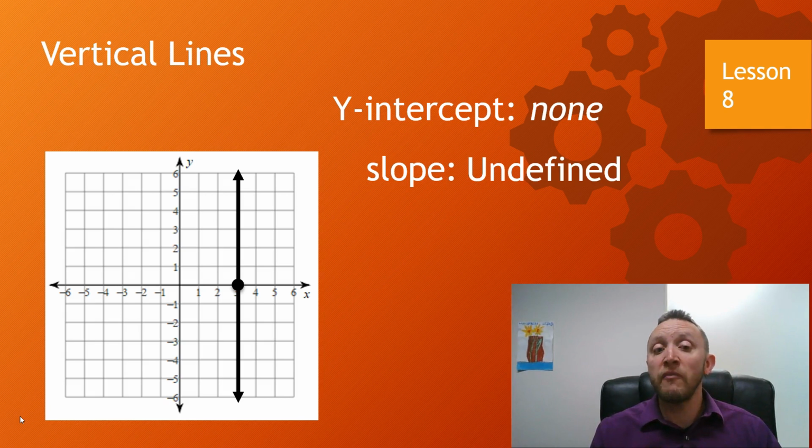So what does that mean? Can we have an equation? Yeah, we can have an equation. It's just not going to be in slope-intercept form. It's not going to be y equals mx plus b. Instead, we look at the x-intercept. So the x-intercept here is at 3.